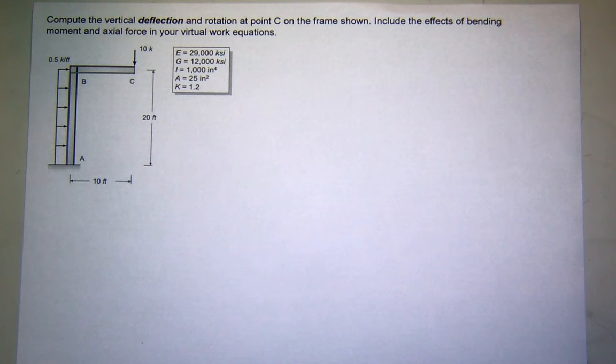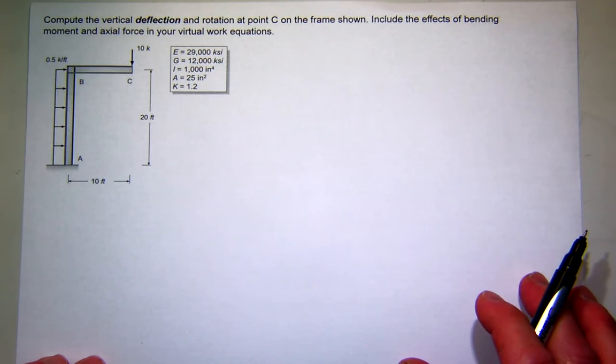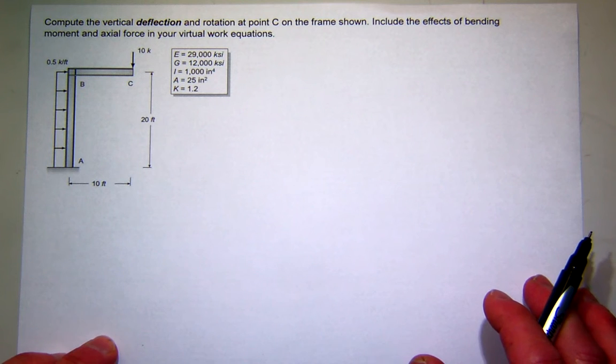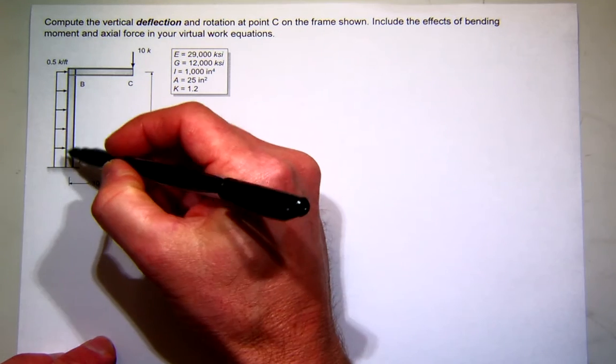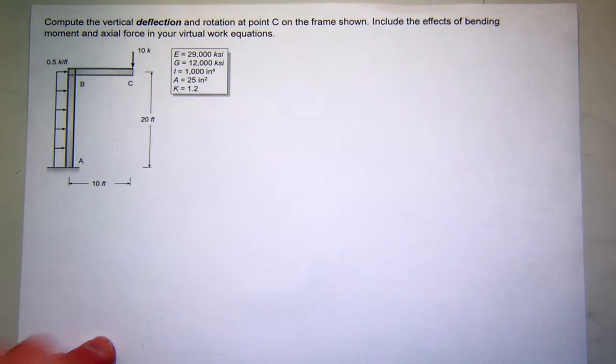All right, so let's get started. This is a problem. We have a frame, and we're going to want to find the displacement at joint C, which is out here on the end. We'll start with just doing the energy from bending. So I'm going to need to first find equations for the moment in each of these sections for this real force system, and then redo it for the virtual system.